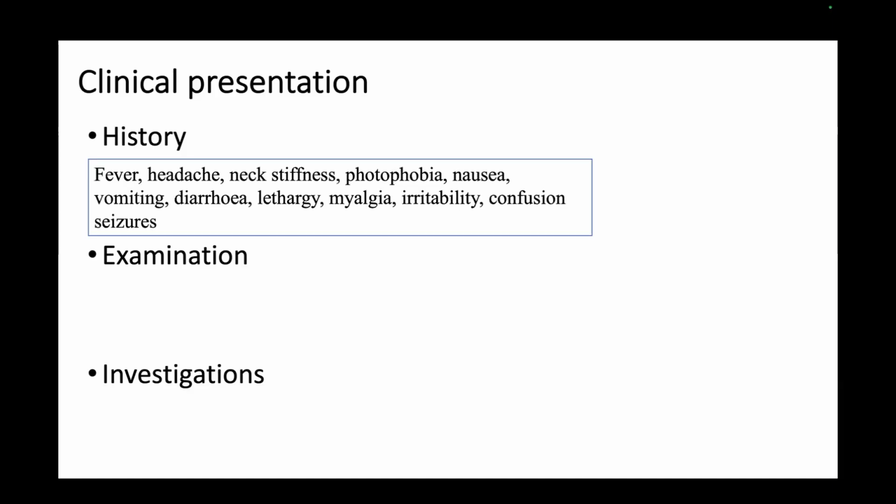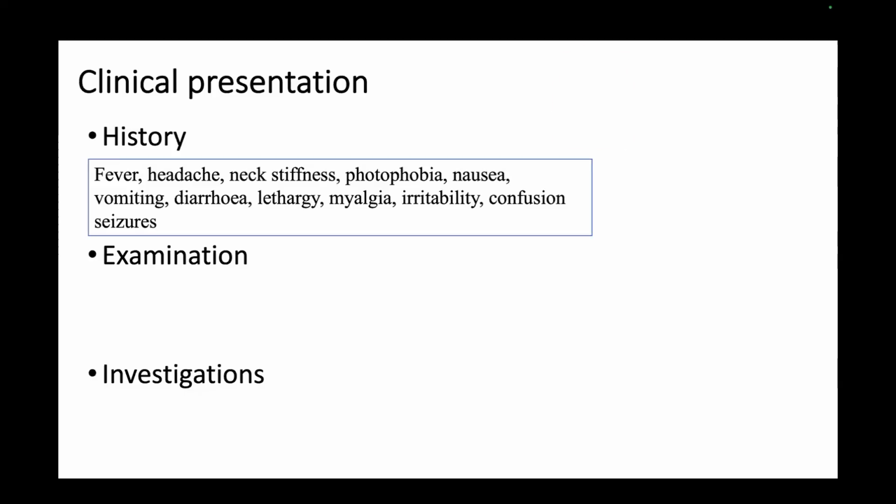So we might see things like headache, saying that they've got a stiff neck or that the light is troubling them, so photophobia, and then general systemic symptoms, so nausea, vomiting, diarrhea, lethargy, achiness. In babies as well, irritability, so they just will not settle, are constantly crying, or even have seizures.